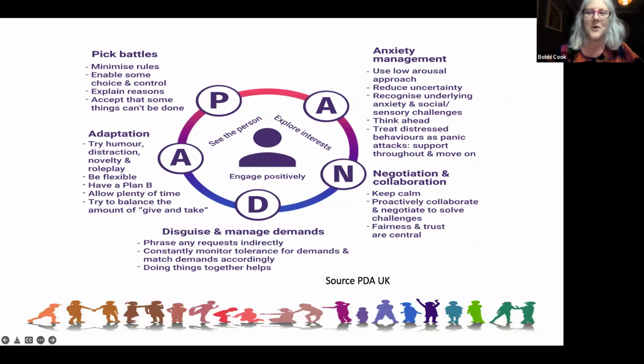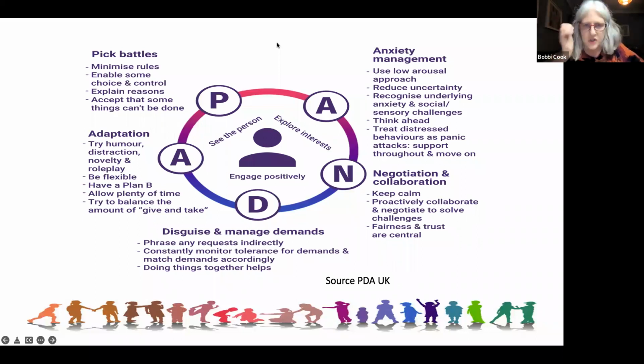It's not actually helpful. All right, so PDA UK has developed this great mnemonic, PANDA. And the panda is actually their little mascot. So they talk about picking your battles, managing anxiety, negotiation and collaboration, disguise and manage demands, and adaptation. And just keep going around and around and around.